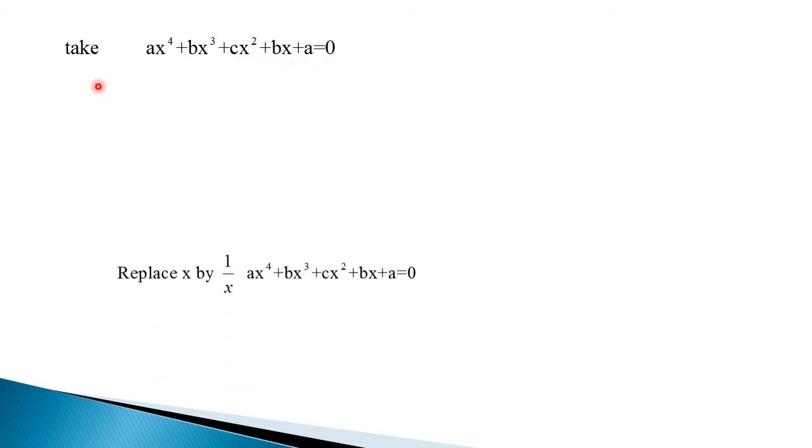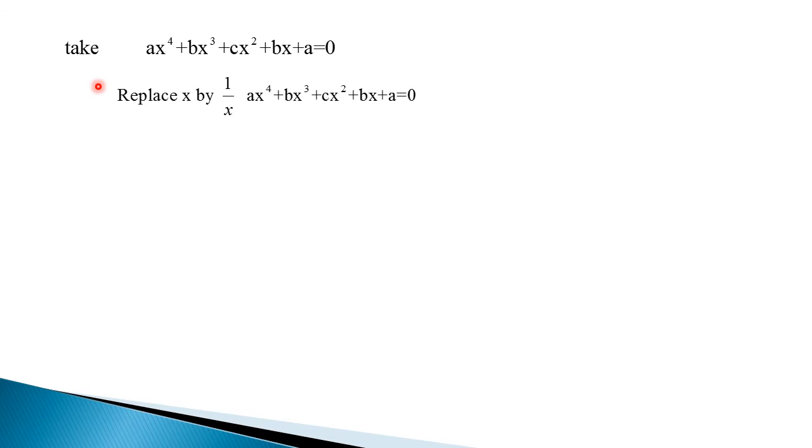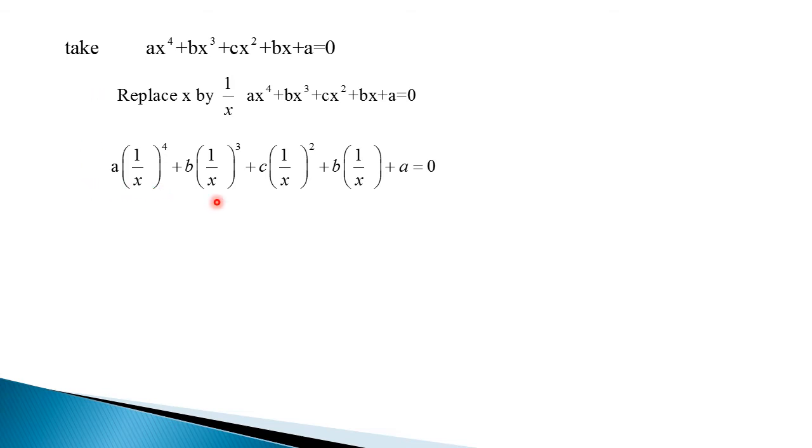Now for the explanation of the definition, let's take the equation A, that is ax⁴ + bx³ + cx² + bx + a = 0. According to the definition, let's replace x by 1/x in this equation. After replacing x by 1/x, the equation can be written in this form. When we simplify it, the equation becomes a/x⁴ + b/x³ + c/x² + b/x + a = 0.